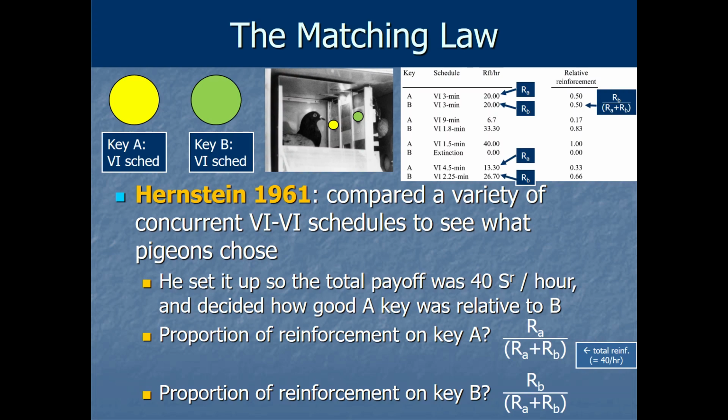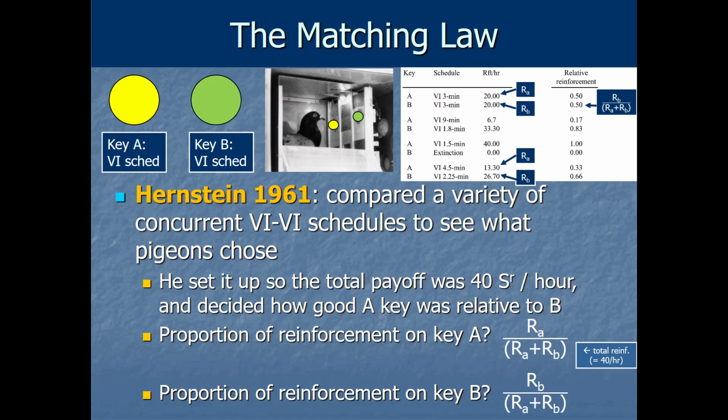Makes sense, right? You get half from key A, that means the other half comes from key B, which is totally intuitive, since both of them in this first experiment at the top are VI 3-minute schedules. There's no difference between them, so of course you'll spend about half your time on each.